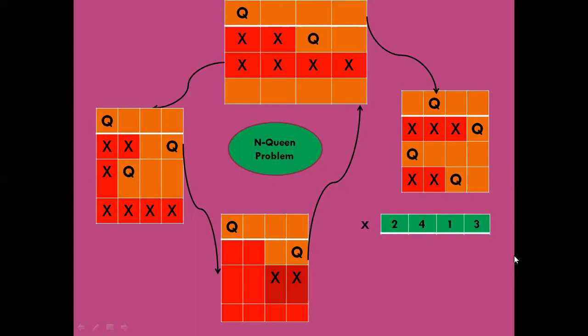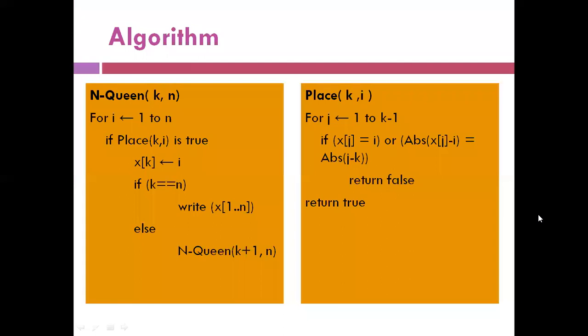I'll just read what the output says. So this means that the first queen is placed in the second column. The second queen is placed in the fourth column. The third queen is placed in the first column, and the fourth queen is placed in the third column. So this is how the output will look. So if you reach n, it means that you have reached the solution for all the four queens, and hence you can give out the output.